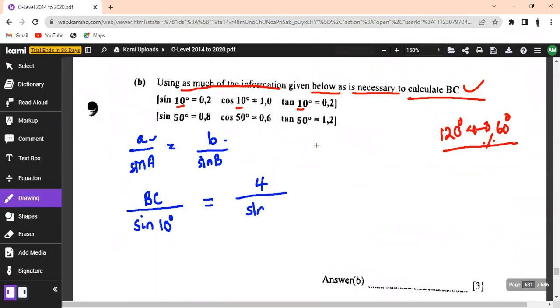So someone might wonder, why are we having this? We are in paper 1. That is why they gave you the values of sine 50, whatever you have there. So you can play around with this equation so that you can find BC by simply removing this sine 10. We can multiply by sine 10 degrees here.